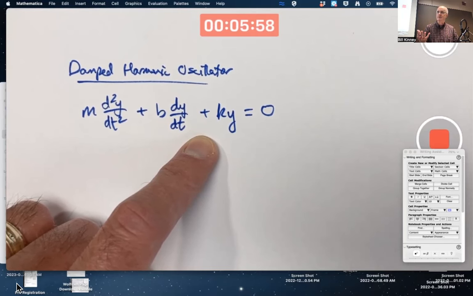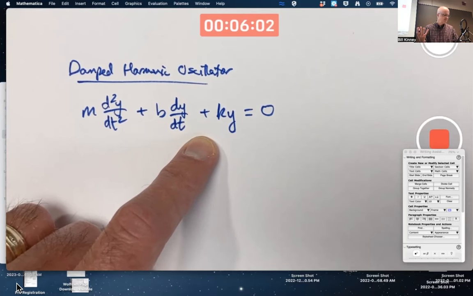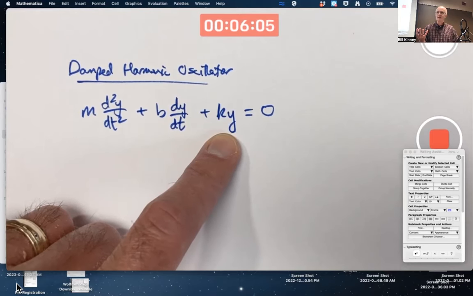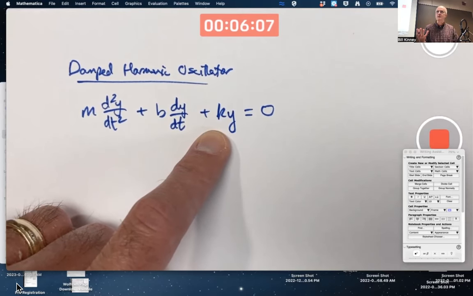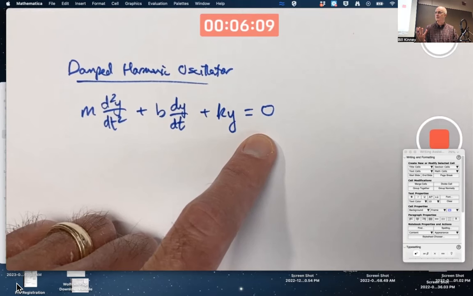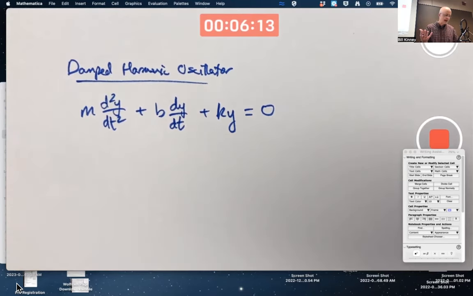Larger k means a stiffer spring. Units would be like newtons per meter, I believe. Yeah, y is in meters, and the product is in newtons. Equaling 0, there's no external forcing here. That's your damped harmonic oscillator model. m, b, and k are all positive constants.